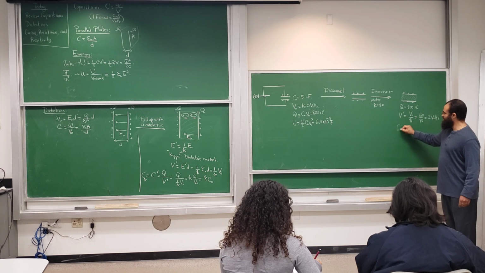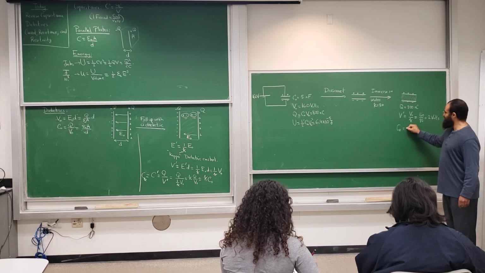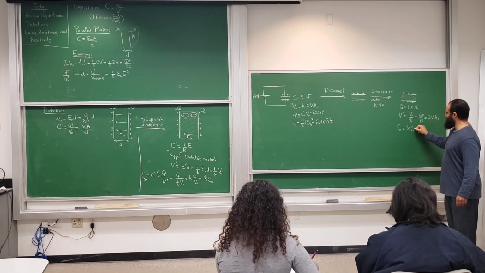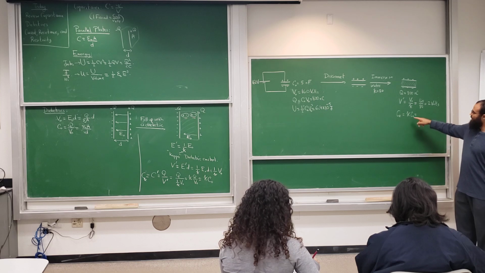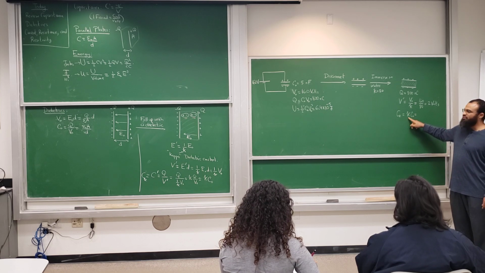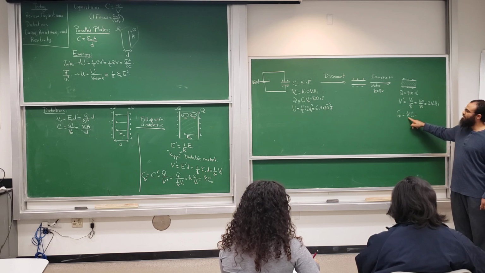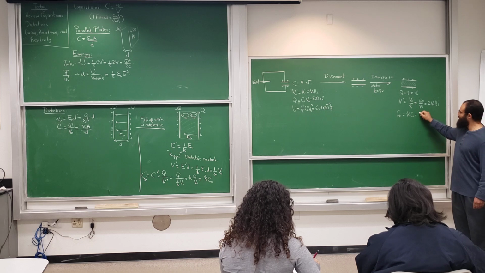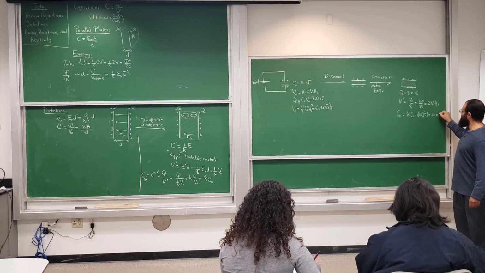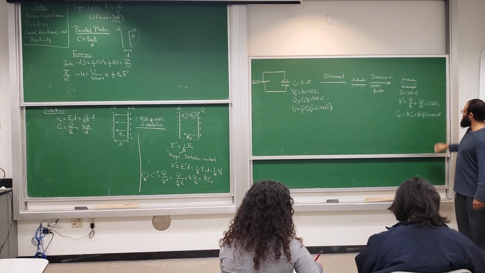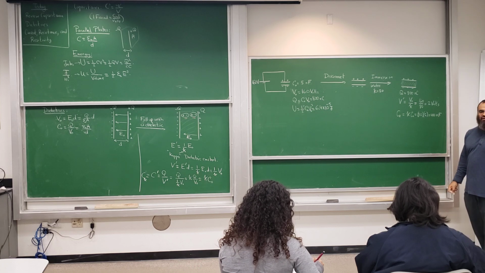How about C? Good. Kappa times C naught. So kappa is 80, and C naught was 5 nanofarads, right? So 80 times 5. So 400, right? 400 nanofarads.